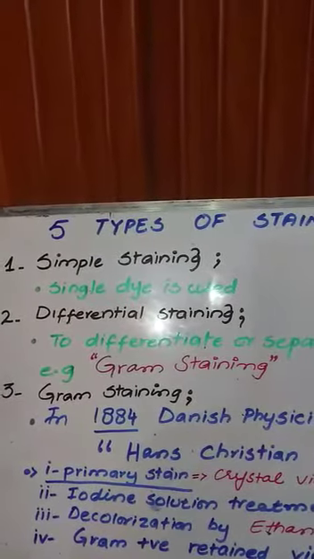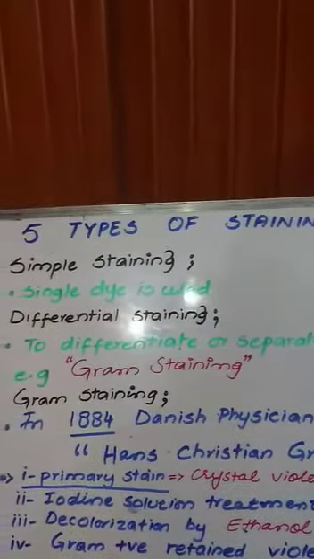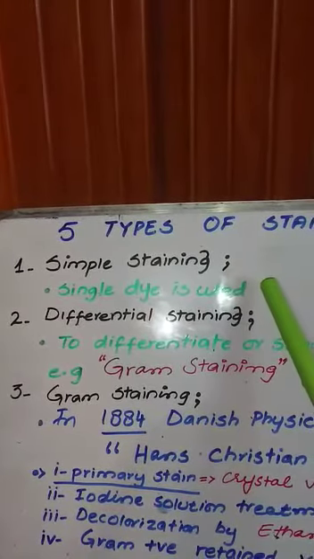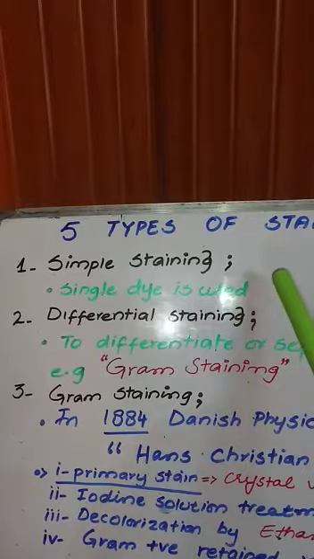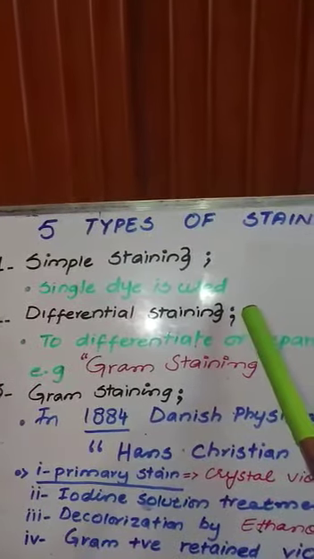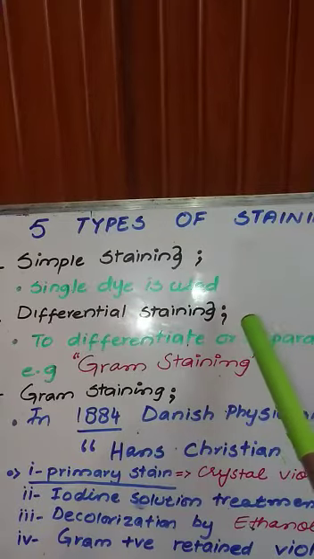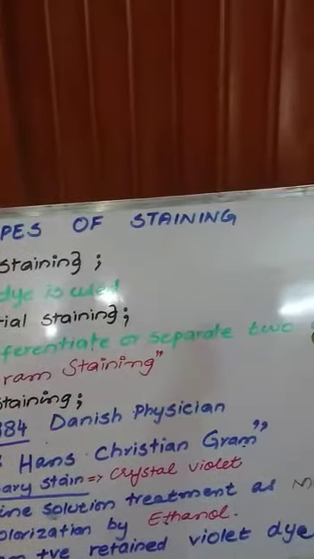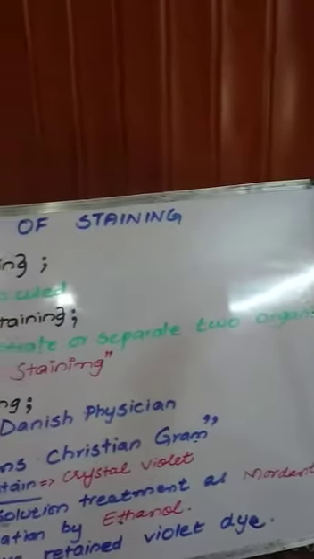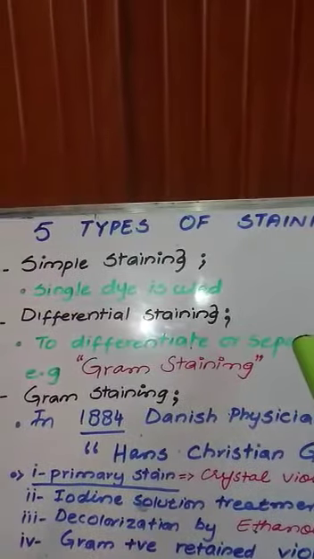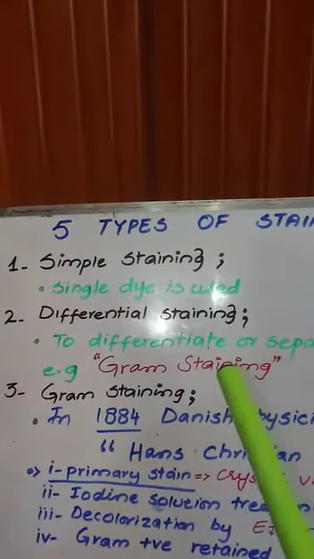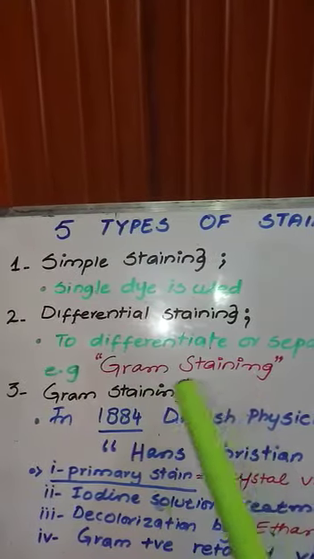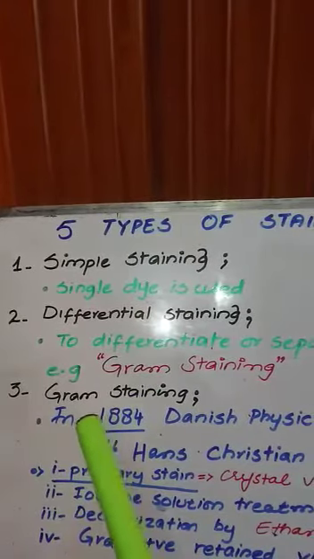Dear students, there are 5 types of staining as well. First is simple staining, in which a single dye is used. The second kind is differential staining. From the name it is clear that it is used to differentiate or separate two organisms from each other, or two parts can also be separated with the help of differential staining, a kind of which is gram staining. So the third type is gram staining.